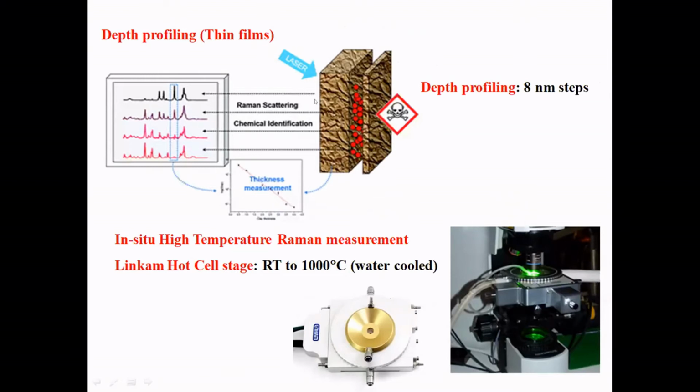The first layer, within a few nanometers or within micrometers, you can get that information exactly if you continuously allow the beam to penetrate into the layers. That's called depth profiling. So it is highly useful for thin film samples.